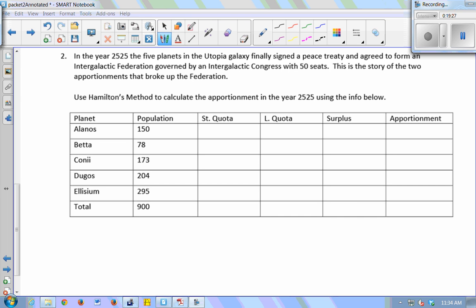So first thing we need is a standard divisor, right? And you get that by doing the total population, which is 900, divided by the number of seats, 50, and you get 18. So then we take each state's population and divide by 18, and you get 8.33, 4.33, 9.61, 11.3, 16.4.